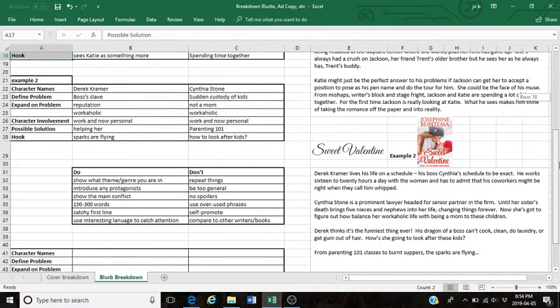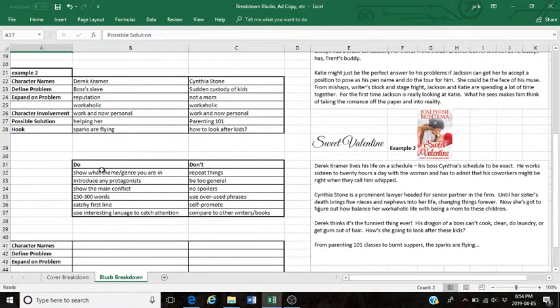So let's come over here and we're going to talk about do's and don'ts. So we do want to show what theme or genre you are writing in. So for me, I am writing in a romantic, comedy, contemporary theme or genre. You want to introduce any protagonists. So if there's any bad guys, introduce them. You want to show the main conflict.